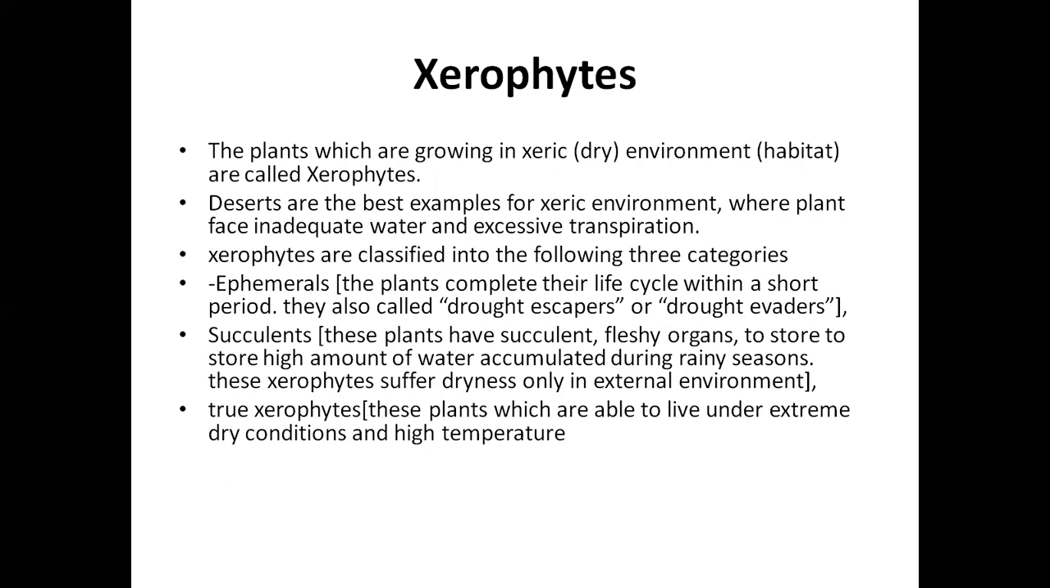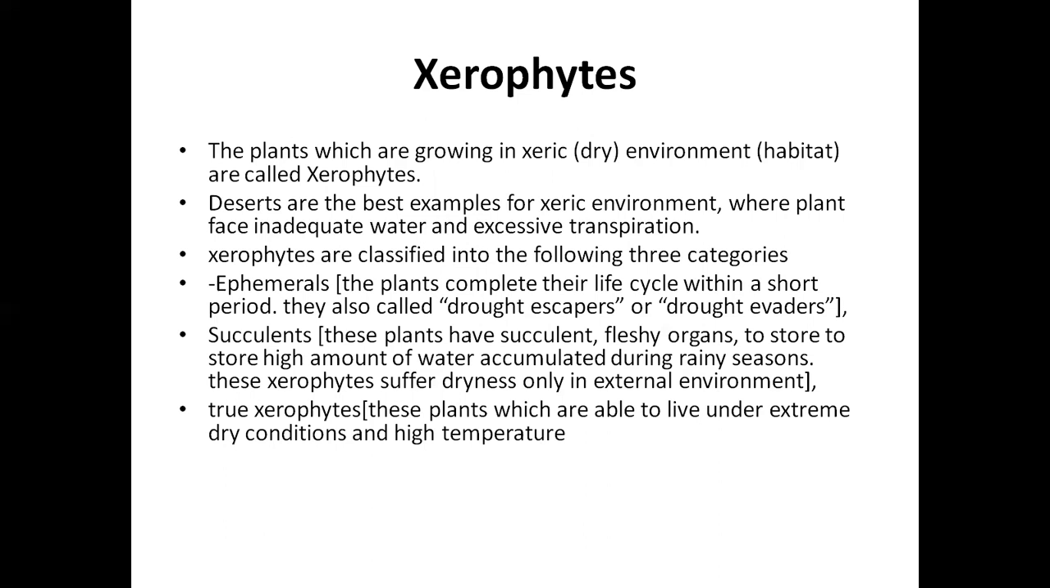So xerophytes are classified into three categories mainly. The first ones are ephemerals. The plants which complete their life cycle within a short period are called ephemerals. They are also called drought escapers or drought evaders.